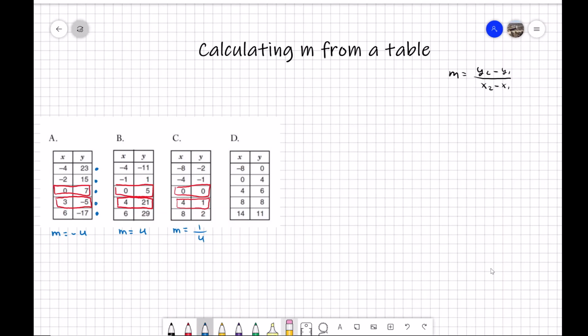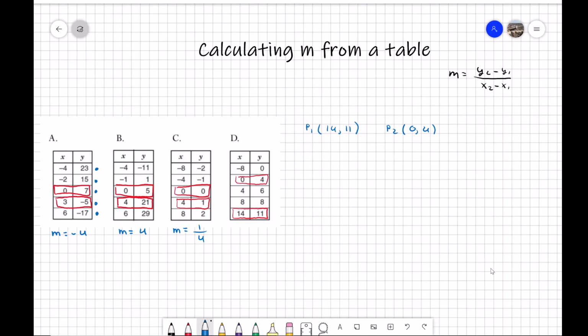And finally D, the same thing. We're going to choose 2 points. I'm going to take 0,4 and I'm going to take 14,11, so that you see that it doesn't matter what points you choose. Now I'm going to choose my first point to be 14,11 and my second point to be 0,4.